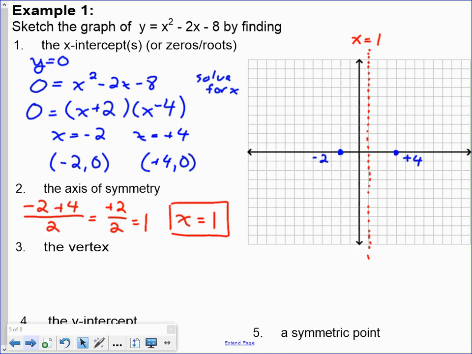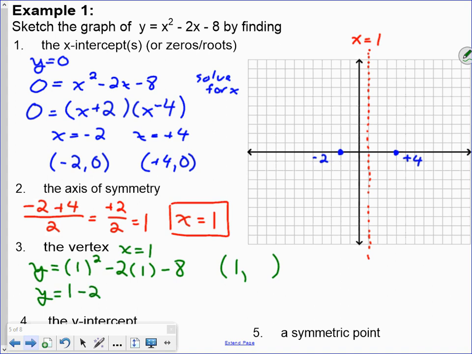Next up, they ask us to find the vertex. Now, we know the vertex is going to be somewhere on this axis of symmetry. We don't know exactly where, but if it's somewhere on this axis of symmetry, it also has to have an x value of 1. Like we know this vertex is going to be 1, something. How do we find out what that something is? Well, that something is our y value. So if we know that x is equal to 1, we can just sub x equals 1 into our equation. Our equation is y equals x squared minus 2x minus 8. Let's sub in 1 for x, and let's use the equation to figure out what y is. It's going to be 1 minus 2 minus 8. That's going to be negative 9. So our vertex is 1, negative 9.